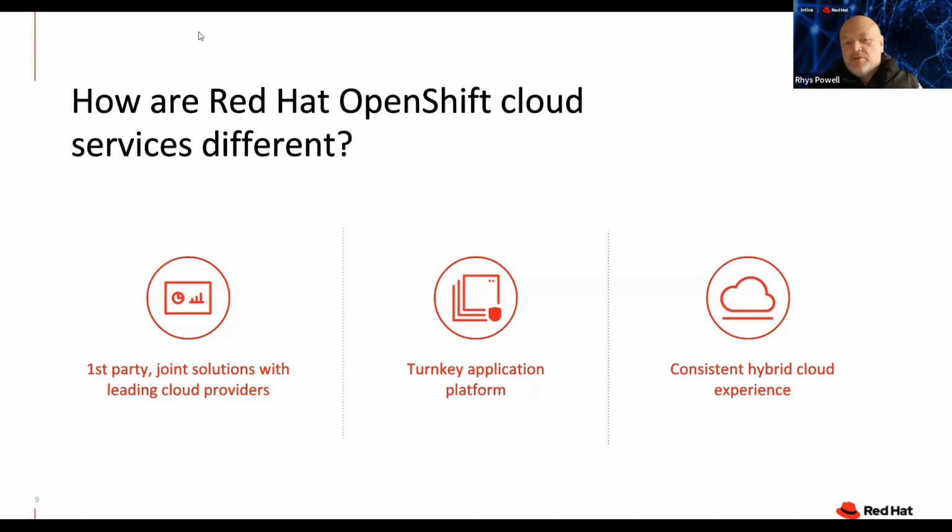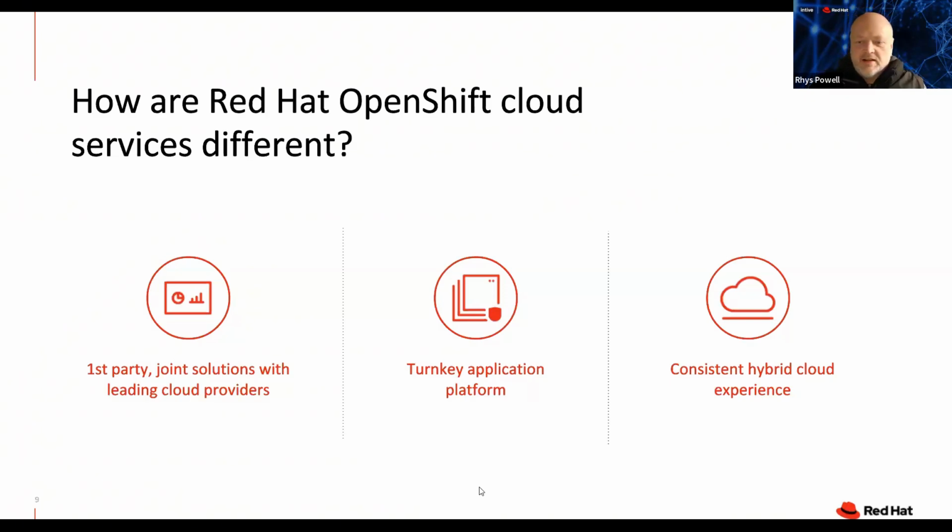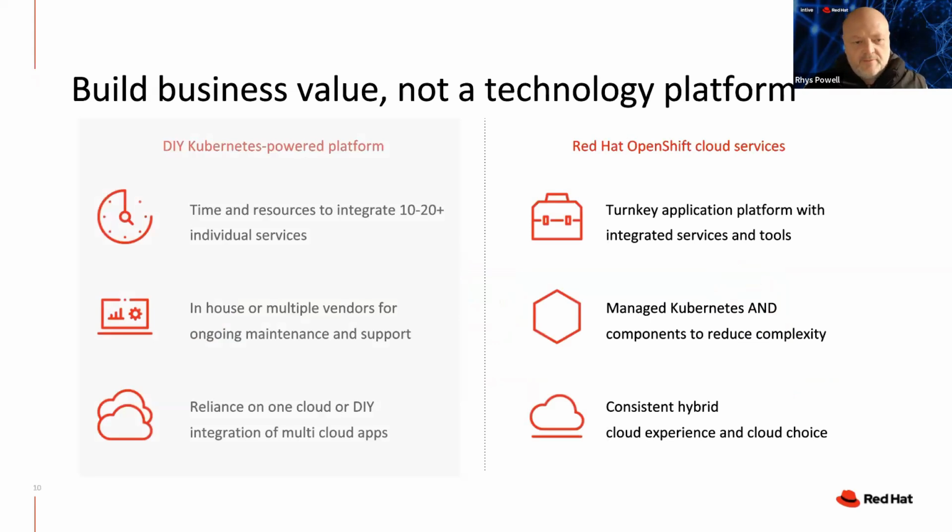Cool. Why would you choose ROSA for this? As Veerender has just demonstrated, with Red Hat Developer Hub, it's all about giving your developers the freedom and the speed and the capability to stand up applications as they want. So utilizing ROSA is the same for your infrastructure team. ROSA is a first-party service that is jointly provided with both Red Hat and AWS. It's a turnkey application platform, which I'll describe a little bit more in the next slides, and consistent hybrid cloud experience. Next slide, please. So what do I mean by turnkey application platform?